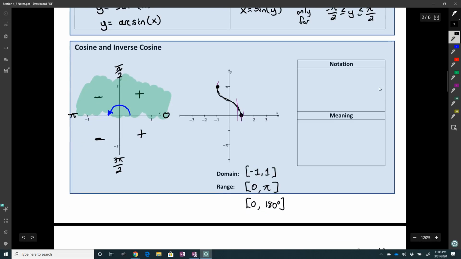All right, so cosine is y equals cosine inverse of x. Or if that negative one's confusing, you can just say arc cosine. And the meaning is basically the same as before. The x and y just switch places, but only for y between 0 and pi. All right, next page.